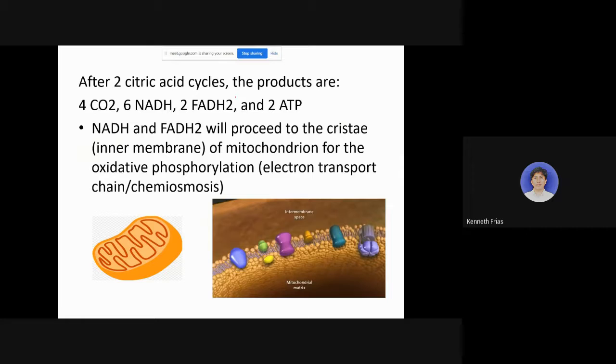So after two citric acid cycles, these are the products. A total of four carbon dioxide, six NADH, so six electron transporters in the form of NADH, and two FADH2.